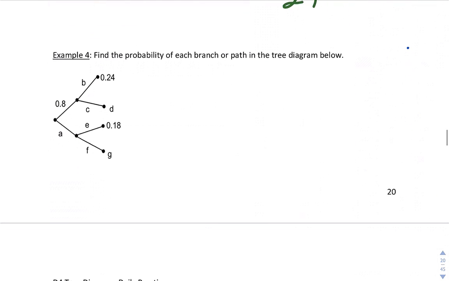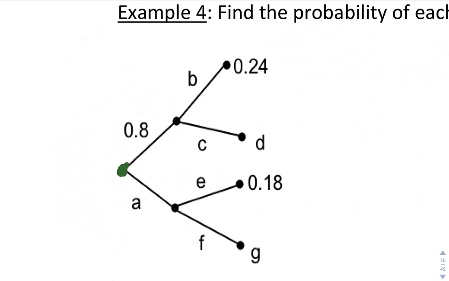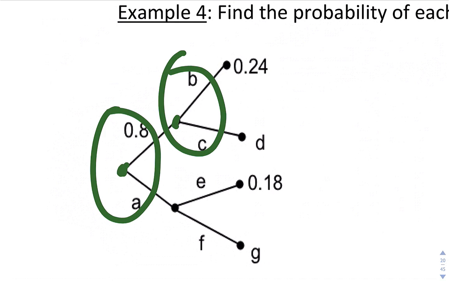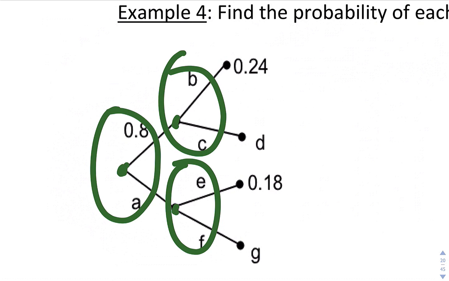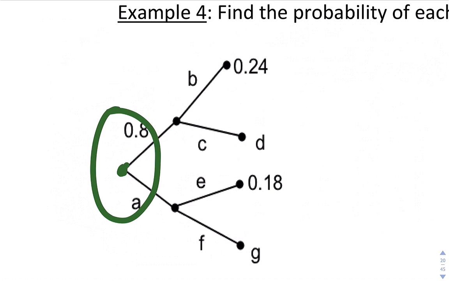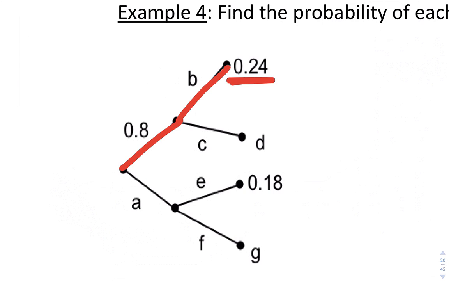Okay, the last example. Remember, if they come off the same dot, they add to 1. So these add to 1, these add to 1, these add to 1. These should add to 1 as well. Okay, so if they come off the same dot, they should add to 1. Oh, actually, the last 2 don't. Okay, so same dot, add to 1. And then remember, if you multiply along the branches, so if we go this way, we get the end number.